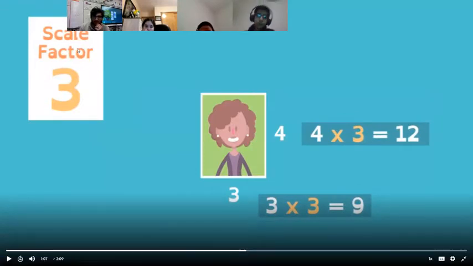And don't forget this word, scale factor. We will use it a lot. Scale factor, there's also a symbol for that. We will use it, which is K, letter K. And so scale factor is the key word for this topic.